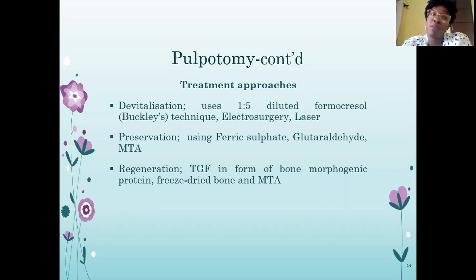Now, for preservation, you can use ferric sulfate, glutaraldehyde, or MTA, mineral trioxide aggregate. Then the third is regeneration: bone morphogenetic protein. There are studies that have shown that they actually bring about regeneration, freeze-dried bone, and then MTA again. As you can see, as you go towards regeneration, there are fewer and fewer studies talking about it. Most of them talk about 1 and 2.